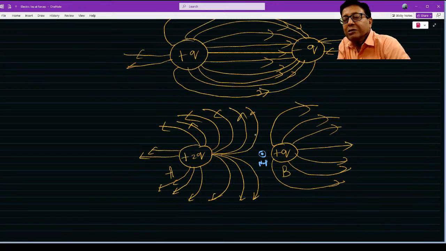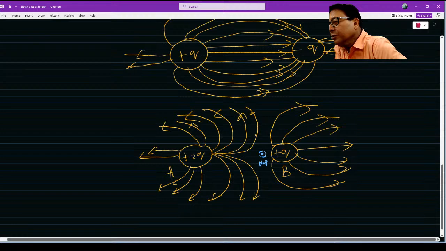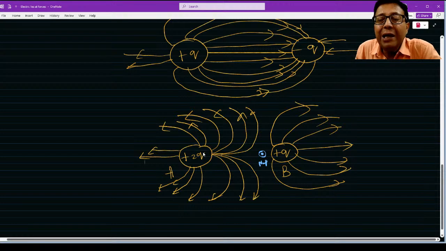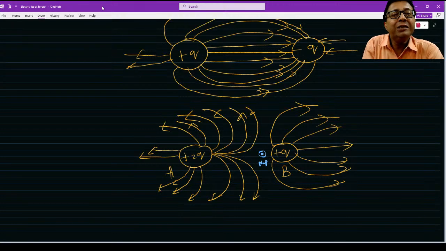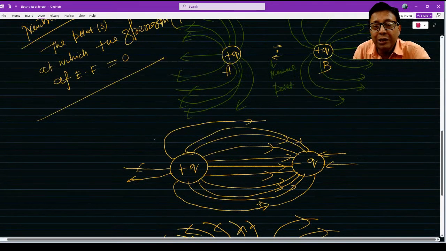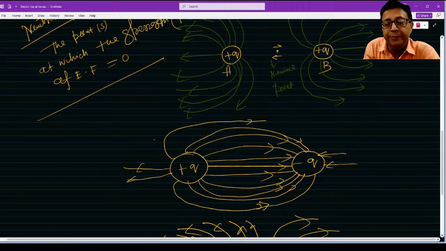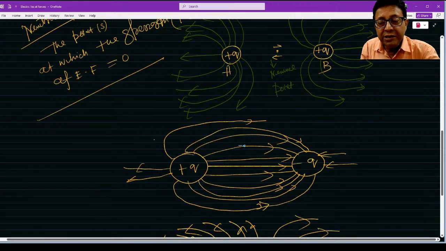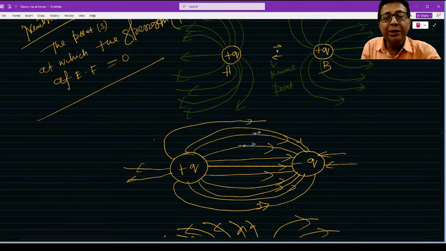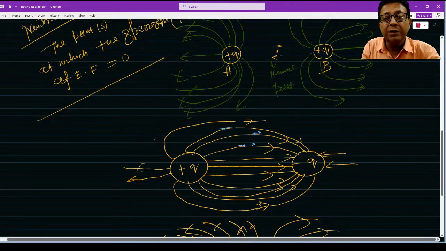So I have drawn 7 due to this and 14 due to this. All these observations you do. Now tell me another thing here, because you are going to list the properties of these lines of forces. Just tell me one thing. At any point on the line of force, what is the direction of electric field at this point? It will be tangential. At this point, tangential. Everywhere it is tangential to the curve.